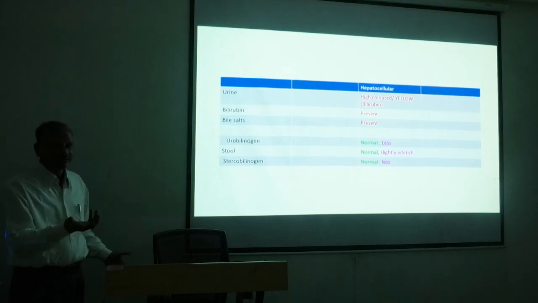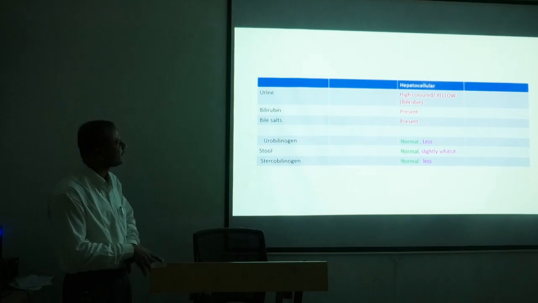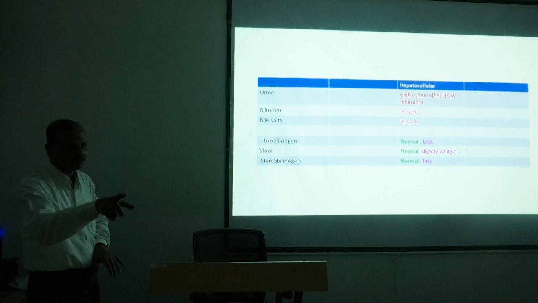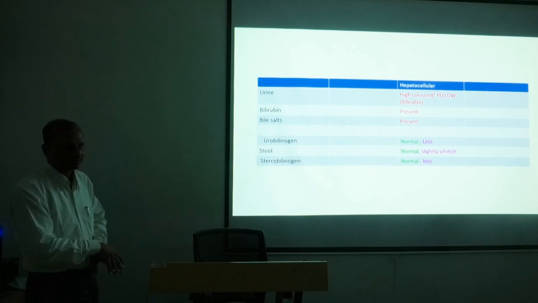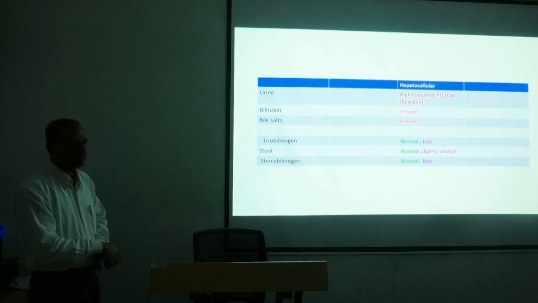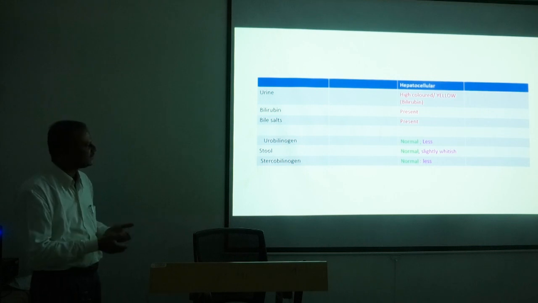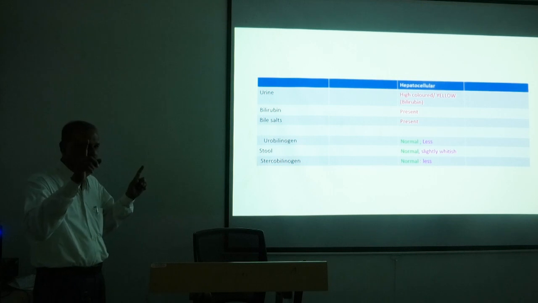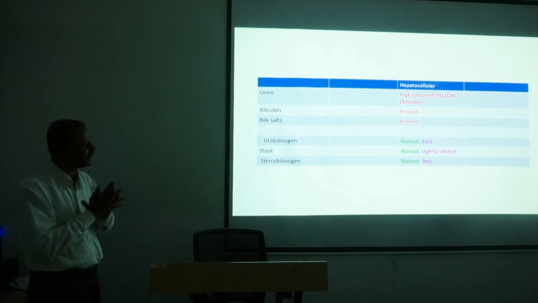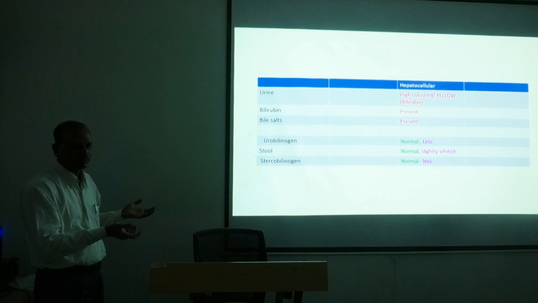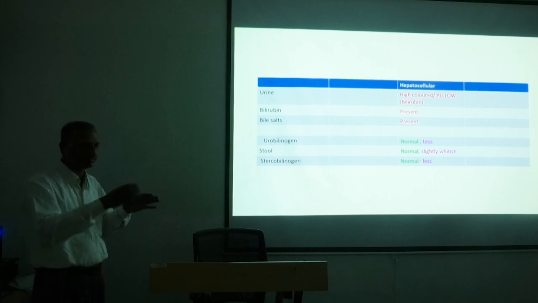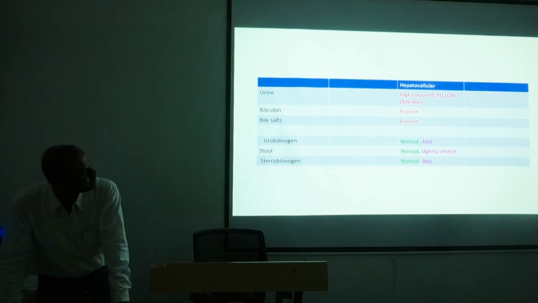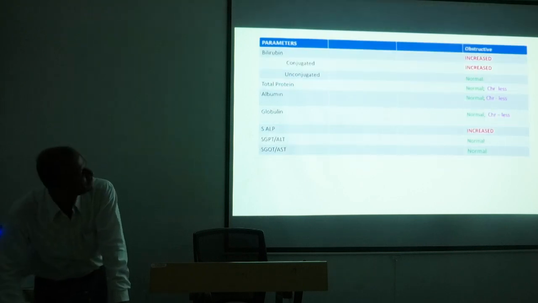Urine will again be high colored because bilirubin is getting excreted. Bile salt and bile pigment will be present, urobilinogen will be normal or less. Stool color will be normal or slightly white. If there is blockage, that is intrahepatic cholestasis, then there will be a slight whitish color. Urobilinogen will be normal or less, depending on the obstruction in the intrahepatic part.